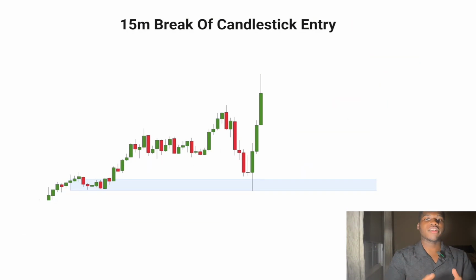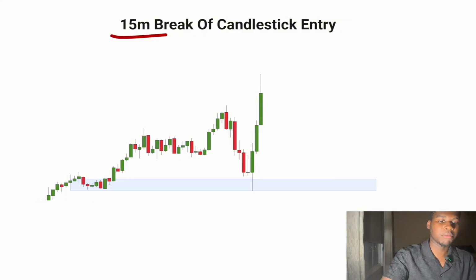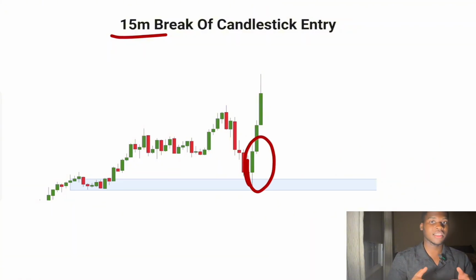Now that we have our market structure shift confirmed, all we need is a break of candlestick, particularly on the 15-minute time frame. This is our entry model criteria. This whole time we've just been watching price, but we haven't entered that actual trade yet. Now, after we have this bullish break of candlestick inside of this example, we get inside of the trade, because that bullish break of candlestick is the last piece of confirmation that we need that price is more than likely going to start going higher.